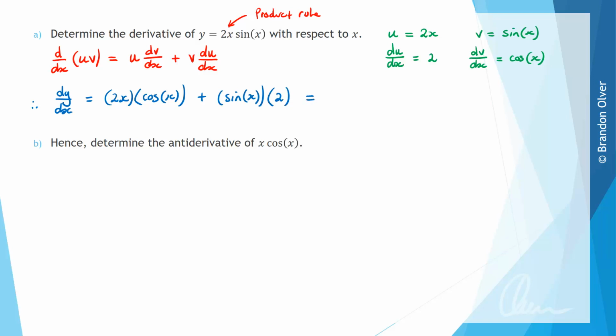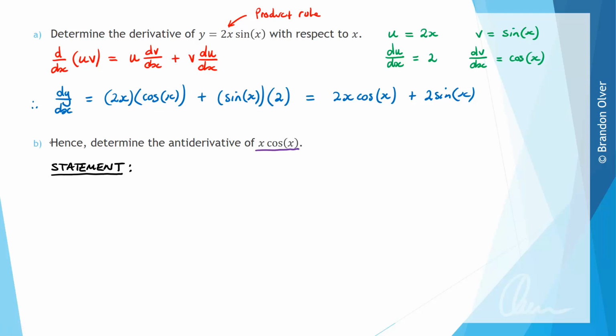And now this can be neatened up a little bit to become 2x cos of x plus 2 sine of x. And now for part B of this question, we're asked to hence determine the antiderivative of x cosine of x. So to start off this question, we're going to write a statement. And this statement is going to help organise our thoughts for this question.